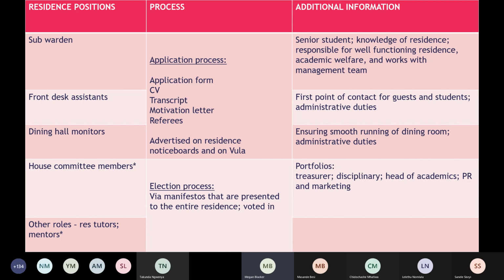There are other roles that are taken up within residences, like being a tutor at RES, being a mentor at RES, and all positions for you to consider.